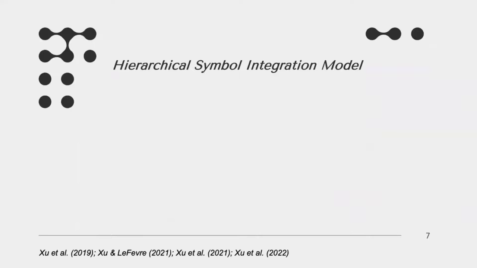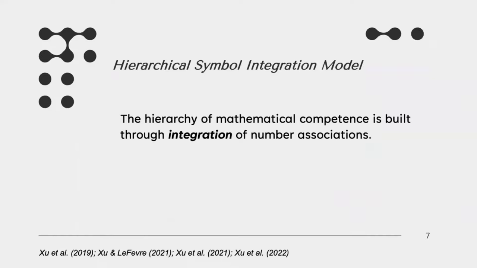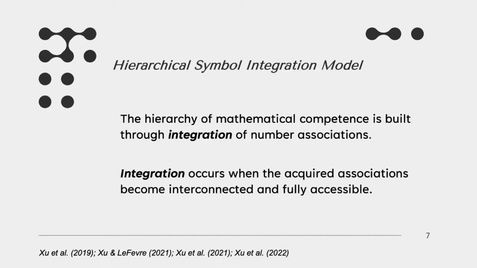Over the past few years, we proposed a hierarchical symbol integration model, trying to capture the hierarchical associations among the mathematical symbol system. The core assumption of the model is that the hierarchy of mathematical competence is built through integration of number associations within a unified mental network. Integration occurs when the acquired associations become interconnected and fully accessible so that solvers can use them flexibly to solve mathematical problems.